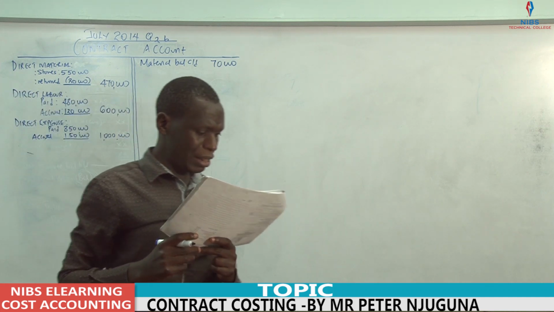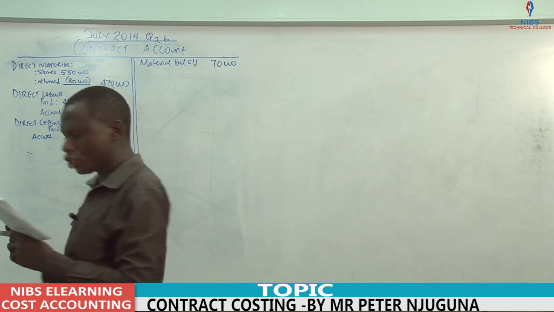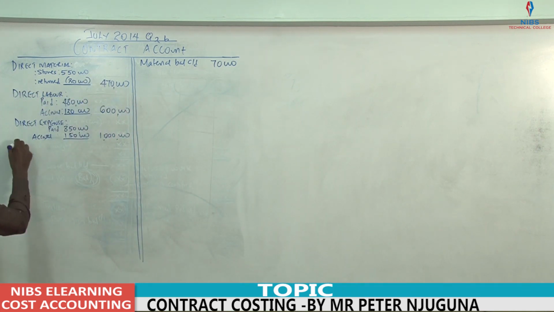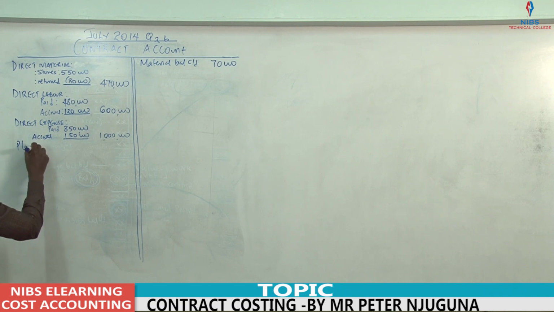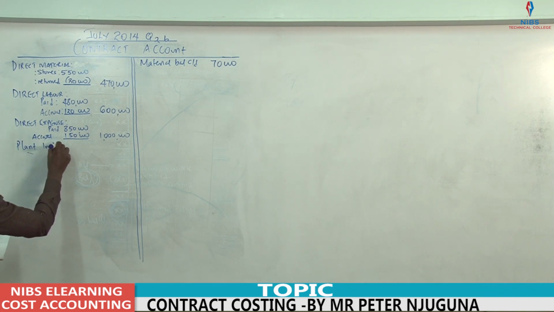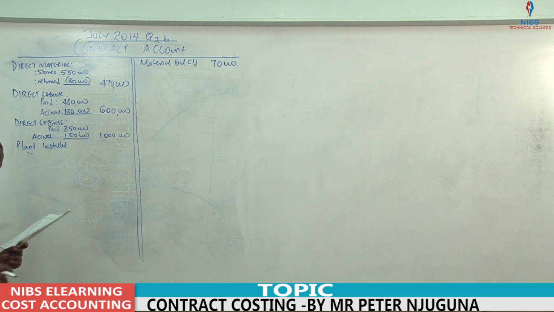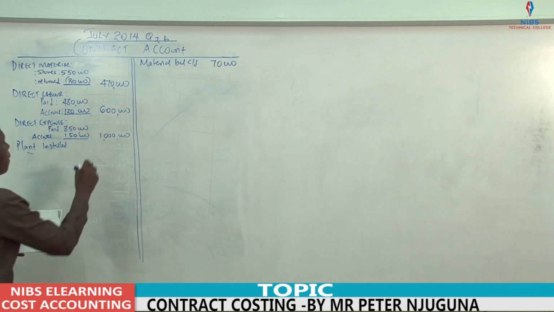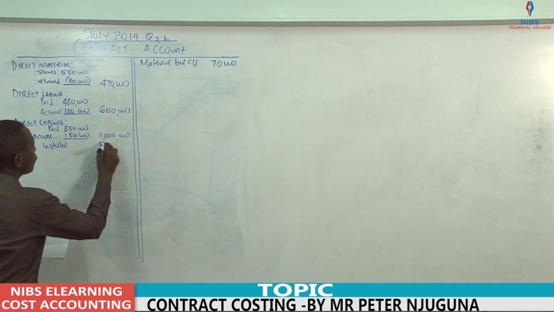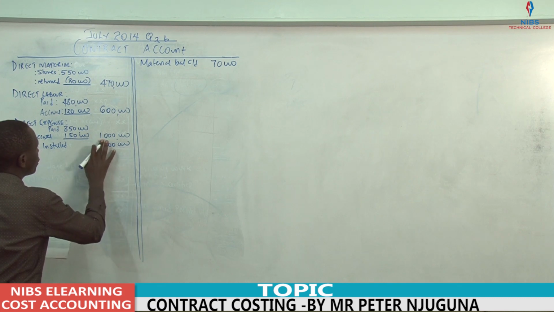Was there any other expense? Plant installed. There was plant that was purchased. How much was the cost of the plant that was installed? 5 million. Plant was installed at 5 million.